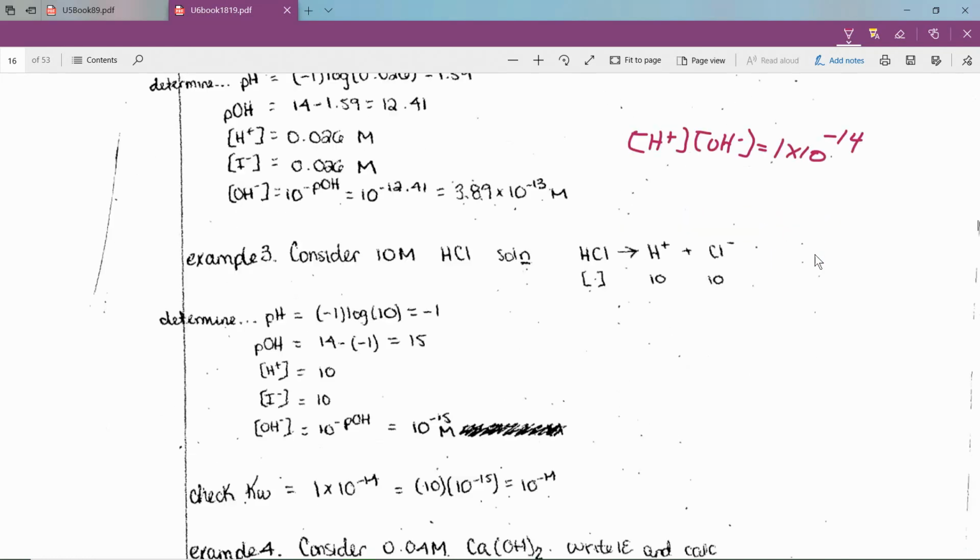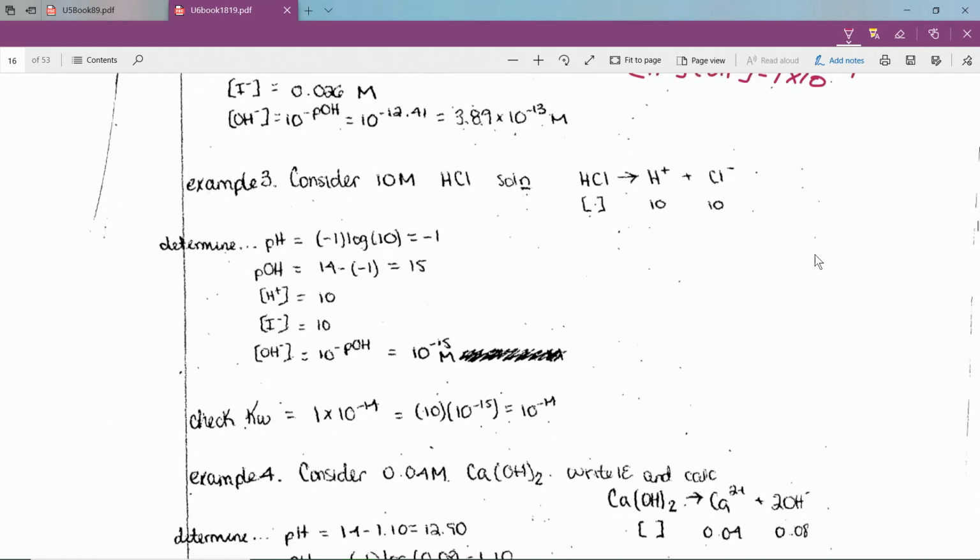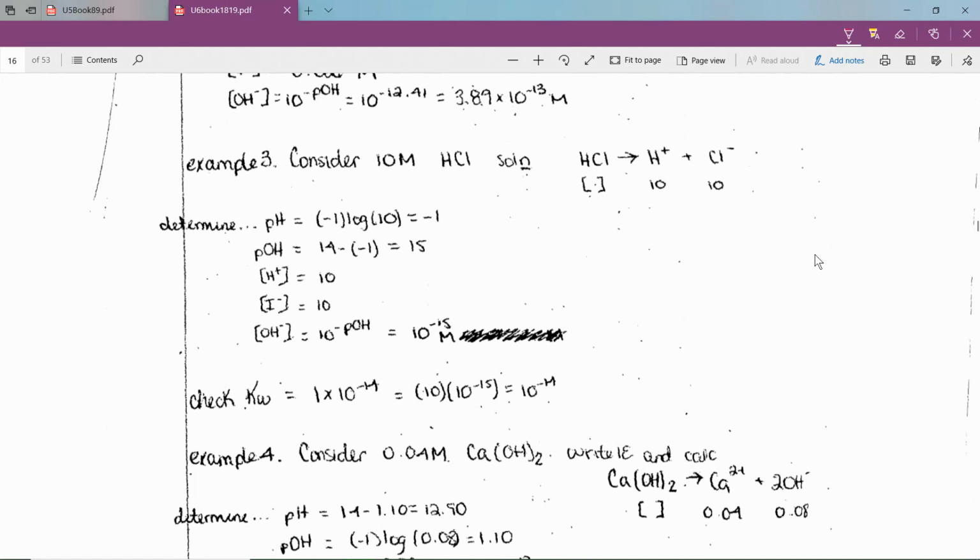Example 3 is one where we bust the idea that pH has to be between 0 and 14. Here's a really concentrated hydrochloric acid solution, 10 molar. So you dissolve, it's a strong acid, so you get 10 molar H+ and 10 molar Cl-.